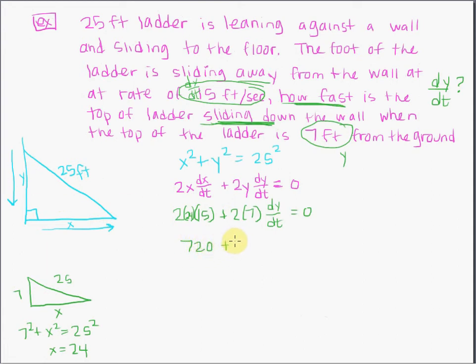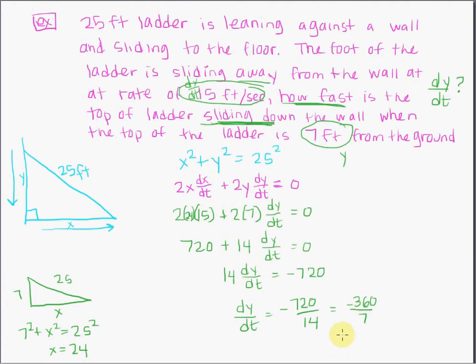Plus, this here is 14 times dy/dt equals 0. So now I'm going to subtract the 720. So I have 14 dy/dt equals negative 720. And then we have dy/dt equals negative 720 over 14, which is the same thing as negative 360 over 7, just reducing it there.